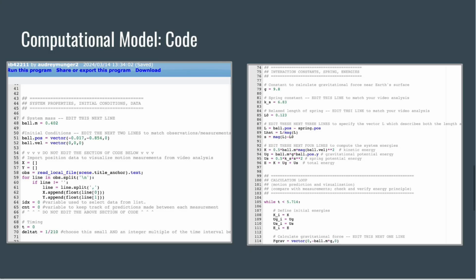Next, for my computational model, you can see some of my code here. On the left, you can see where I input the initial position and velocity values from my Tracker data, and then use the position and velocity update formula to update those.